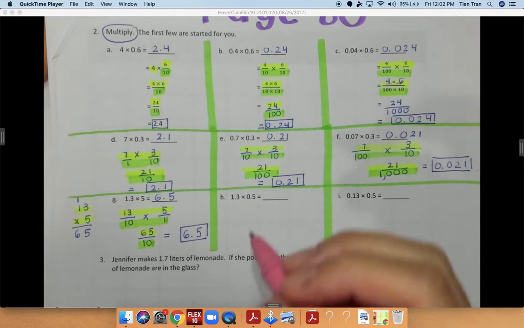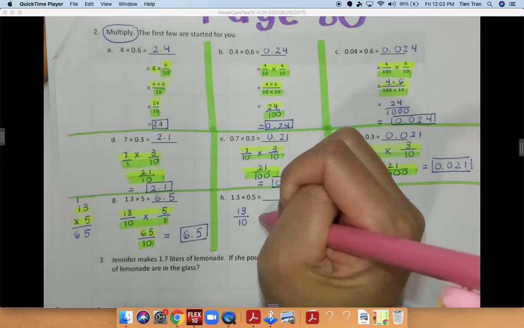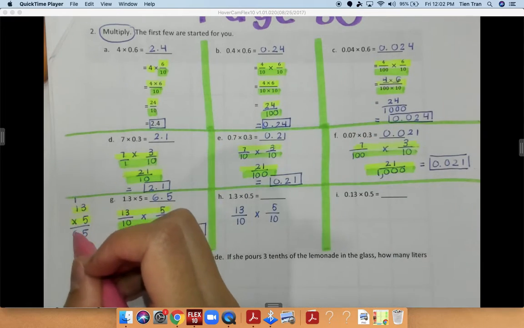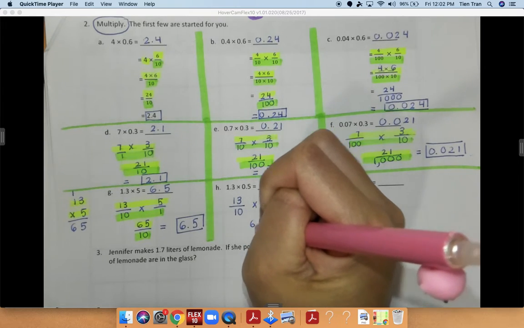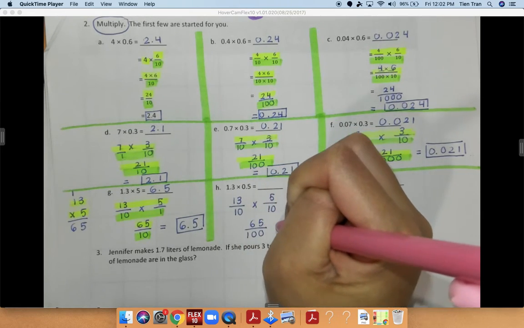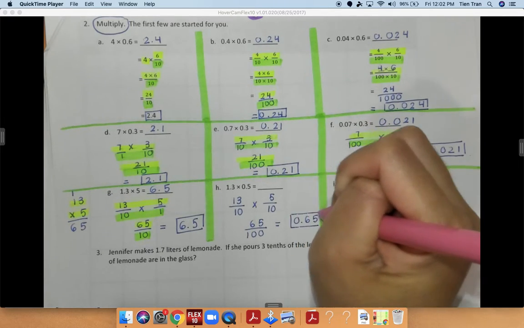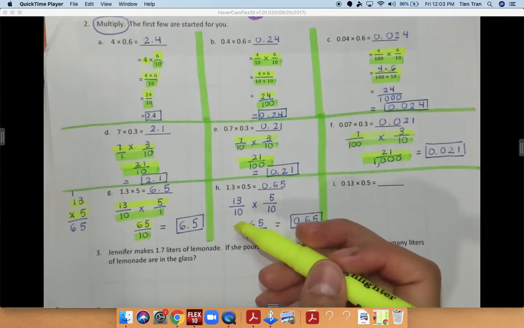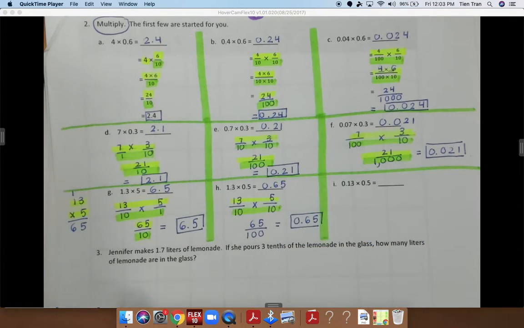For problem H, I have 13 tenths times 5 tenths. And I'm going to multiply 13 times 5. We already did this earlier, so that was equal to 65. And 10 times 10 is equal to 100. So we get 65 hundredths. The 5 is in the hundredths place. So first, again, we multiplied our numerator, and then we multiplied our denominator, and we got 65 hundredths.